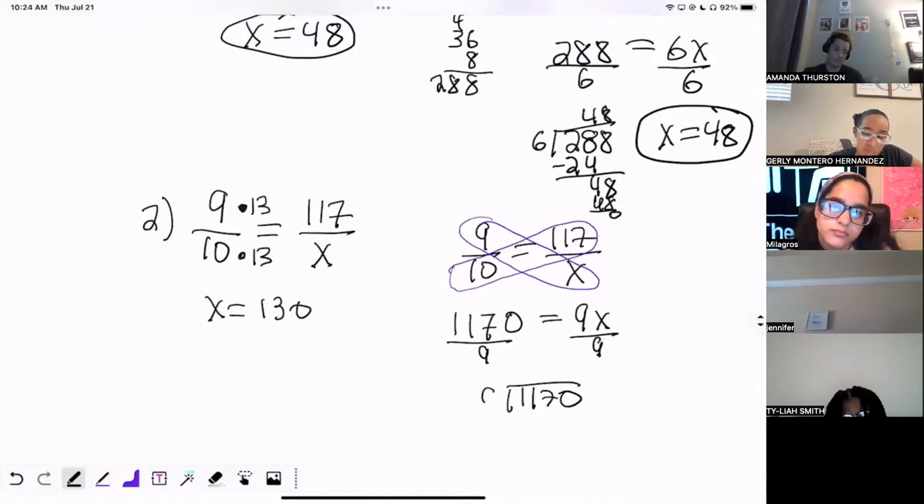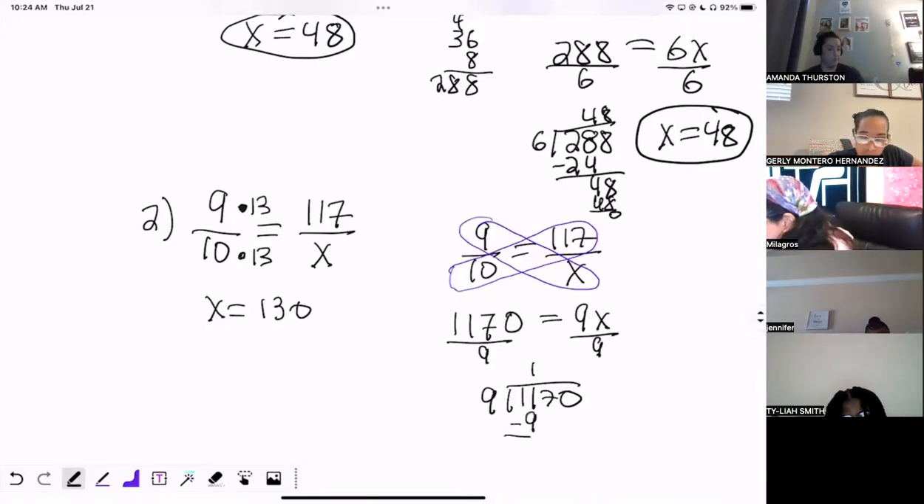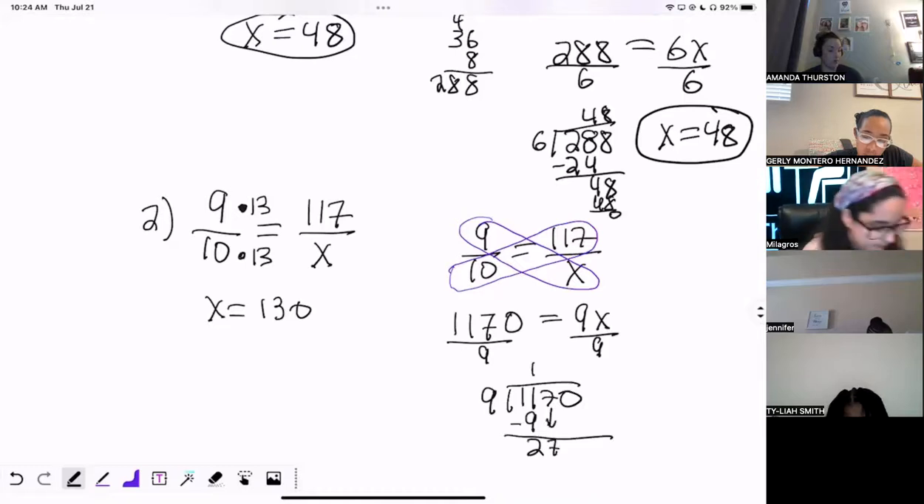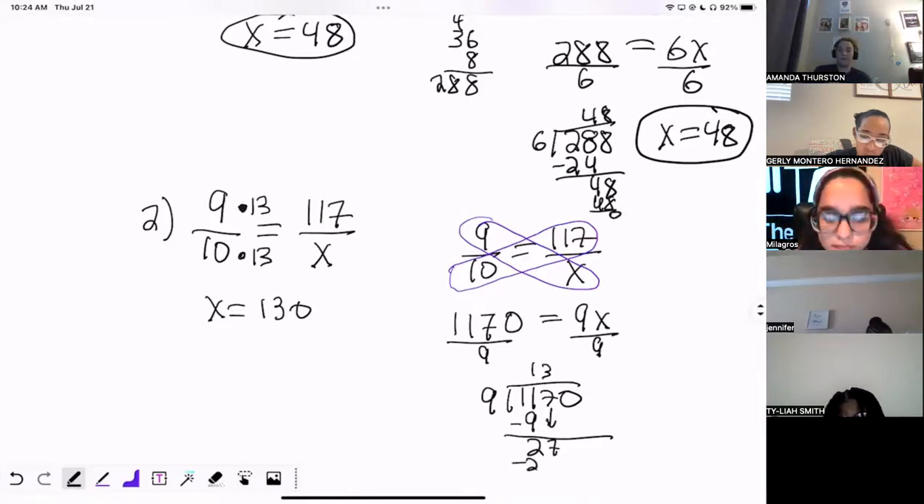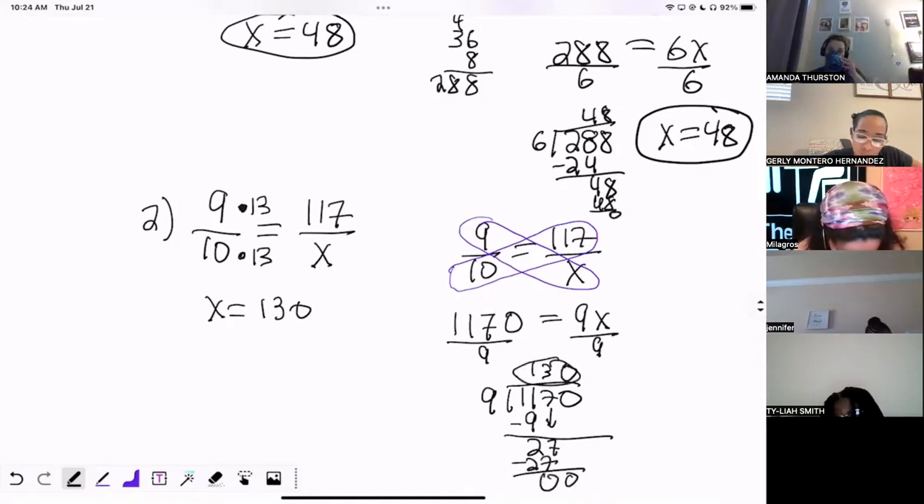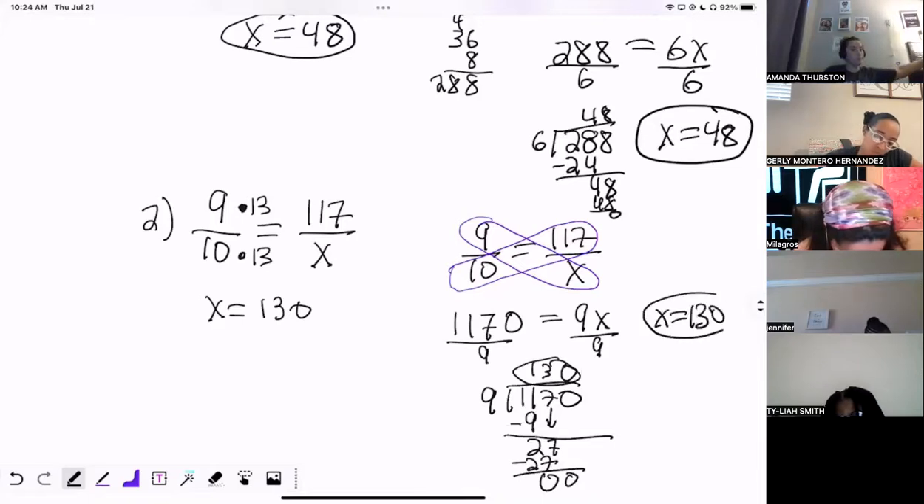Long division. Okay, how many 9s are in 1? None. How many 9s are in 2? None. How many in 11? 1. 9. 2 left. Bring down the 7. How many 9s are in 27? 3. Minus 27, but we still have a 0 left. That means I have to do a 0, and I get 130. X equals 130 as well. 130.